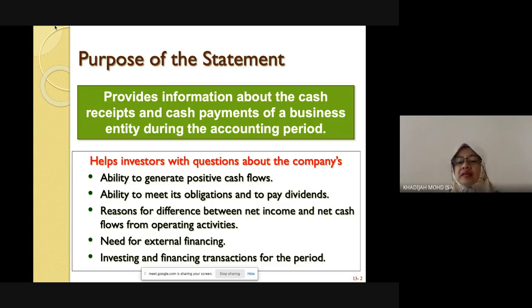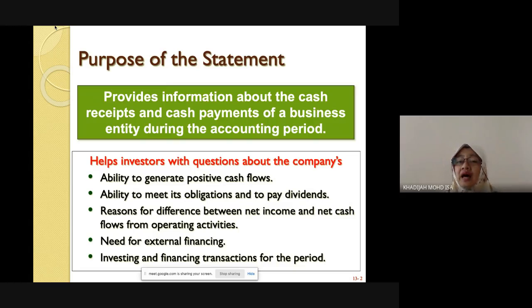And then you'll see that net income shows you revenue and expenses. But if the company is making a profit during the year, not necessarily does the company have a lot of cash. Why? Because income and revenue are based on the accrual basis. You may have a lot of income or revenue, but you have not received the cash. Or you may have incurred a lot of expenses, but you have not paid for them. So even if the company is making a lot of profit, it doesn't mean that the company has a lot of cash.